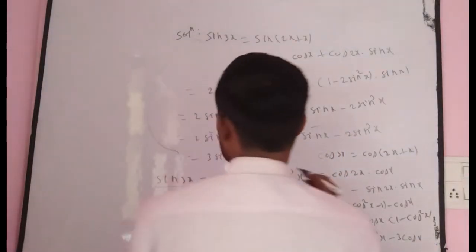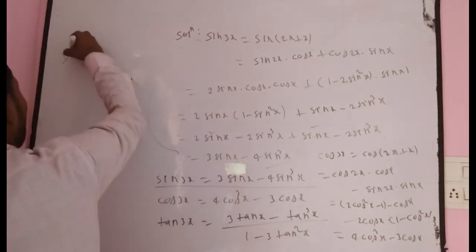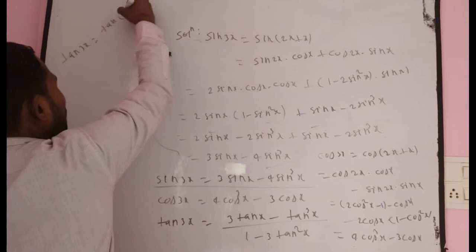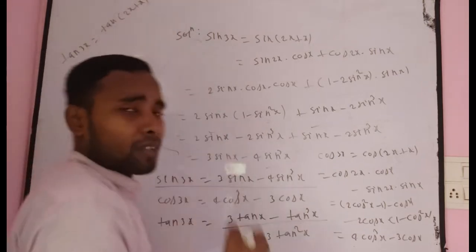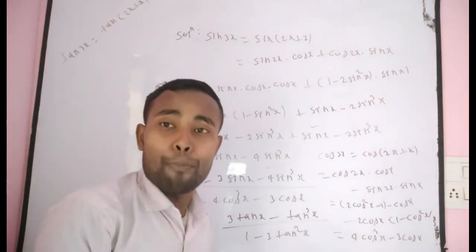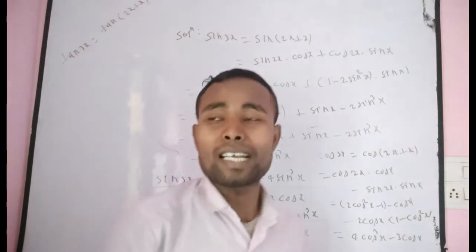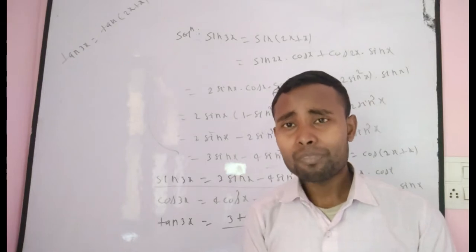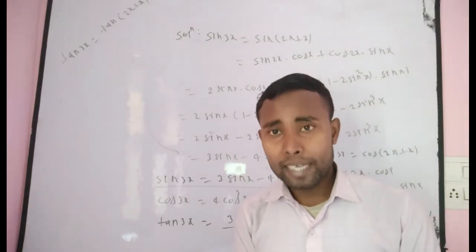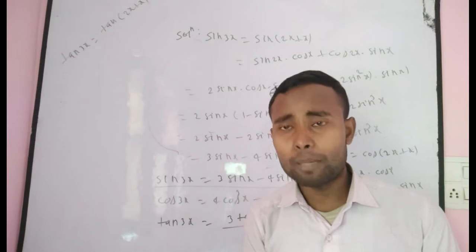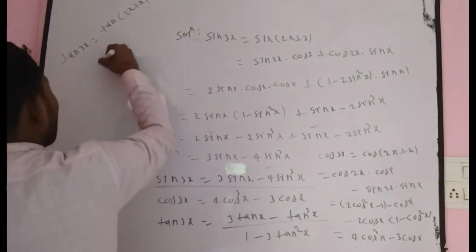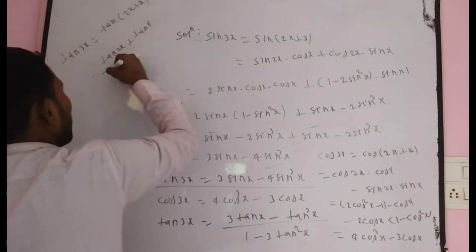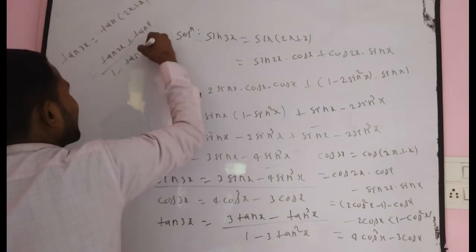Now, in a similar way you can also prove tan 3x. How can you prove tan 3x? Can you write tan 3x is equal to tan (2x plus x)? Now you have to apply the formula of tan (a plus b). As you know, tan (a plus b) is equal to tan a plus tan b divided by 1 minus tan a into tan b. Can you write it?